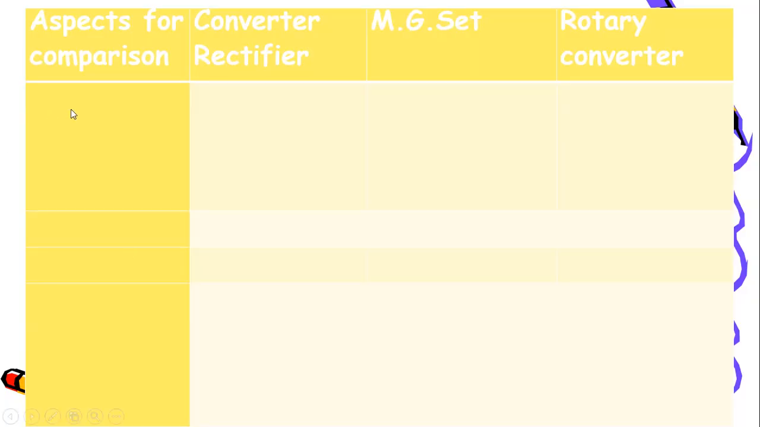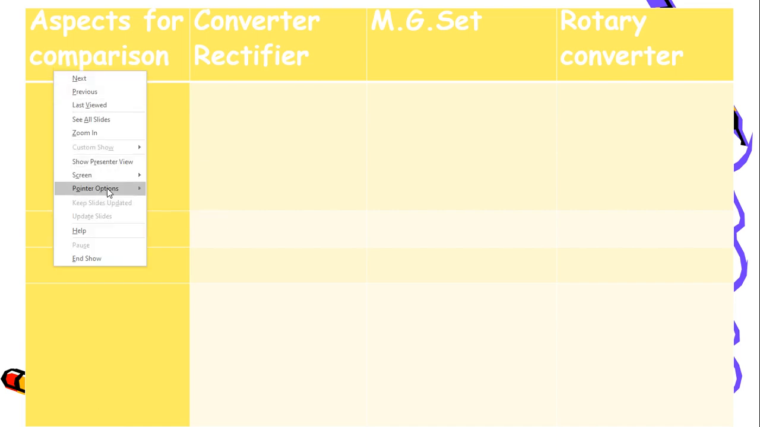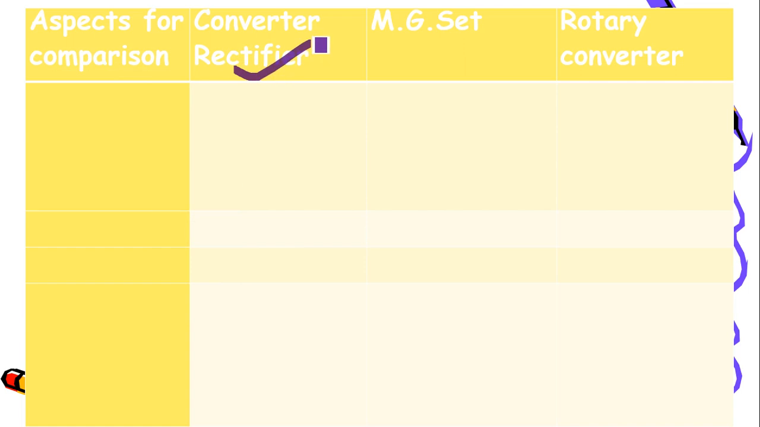In the tabular column, we will be seeing the aspects for comparison, or what are the parameters to be compared, in the first column. And the second item is the rectifier, which will be rectifying AC to DC. And this is the MG set. We know there will be two machines, one motor and one generator, and we last studied about the rotary converter. It is a single machine which is both a synchronous motor and a DC generator. Let us compare one by one.